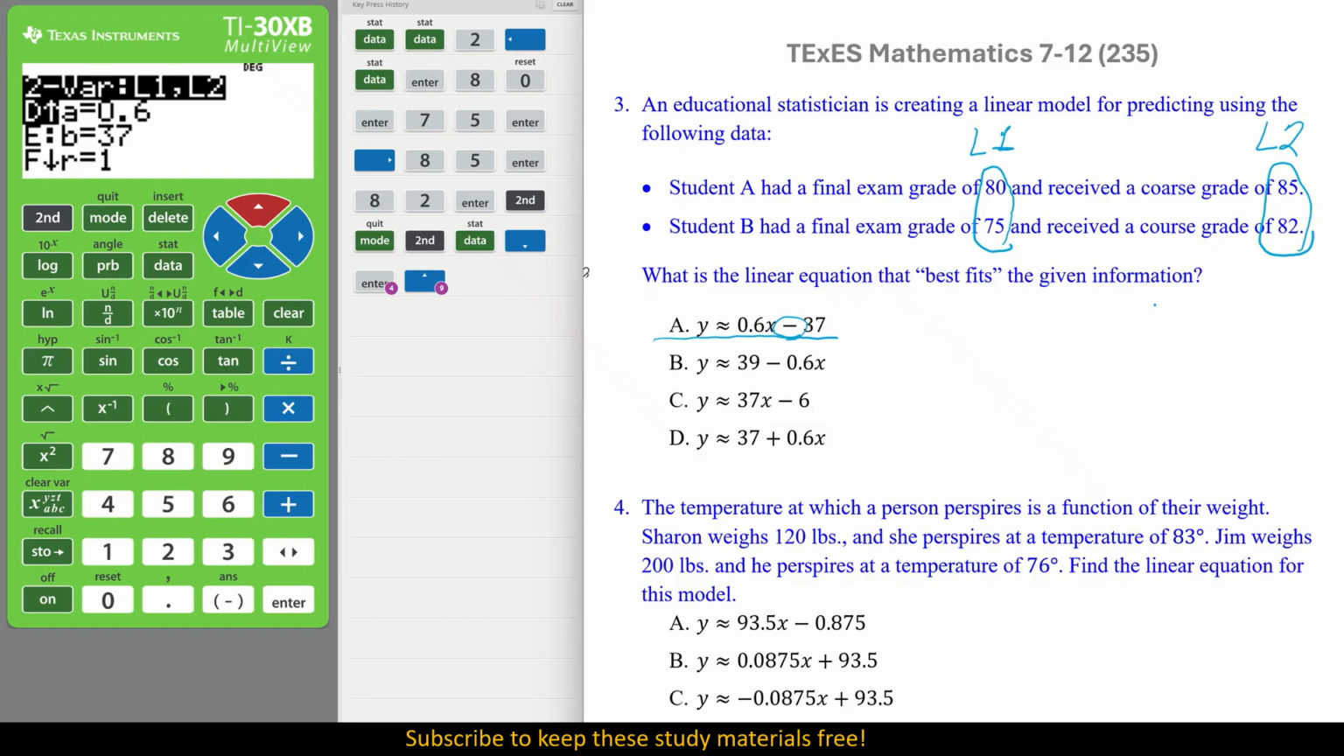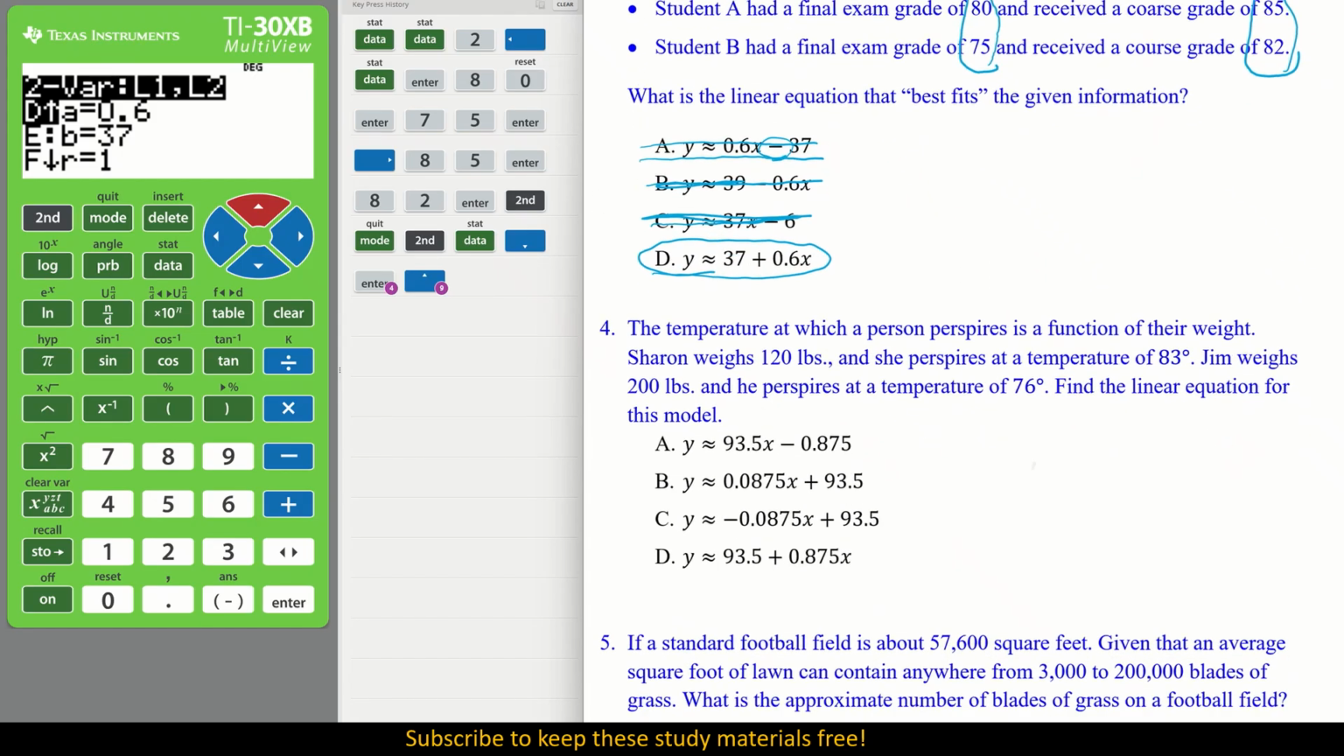Okay, move things around. All right, so A won't work. The B value is incorrect right here on B. Let's see. We have the wrong slope in front of the X. Let's see. D. The B value is a positive 37. Check. And a positive 0.6 in front of the X, which would be your slope. And option D would be what we choose. Okay. All right. So let's go down.